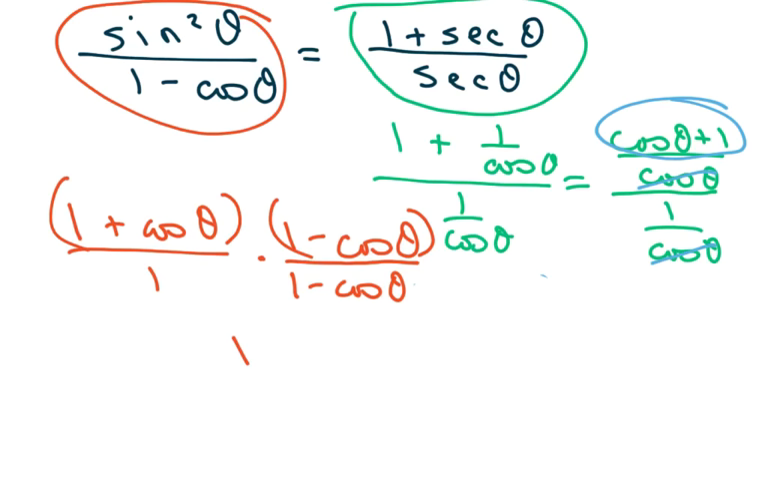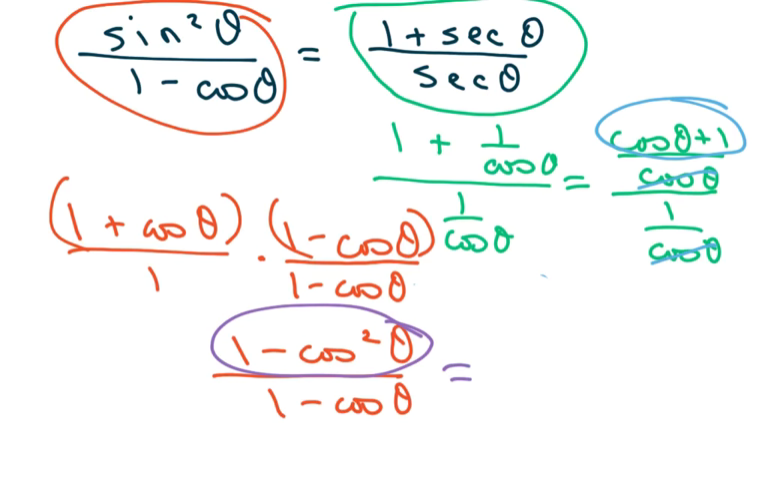When you multiply across, you get 1 minus cosine squared of theta over 1 minus cosine of theta. We know this equals sine squared. So we get sine squared of theta over 1 minus cosine of theta.